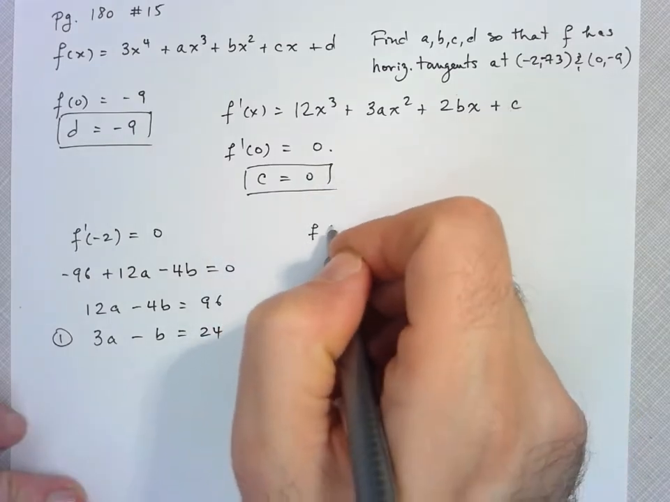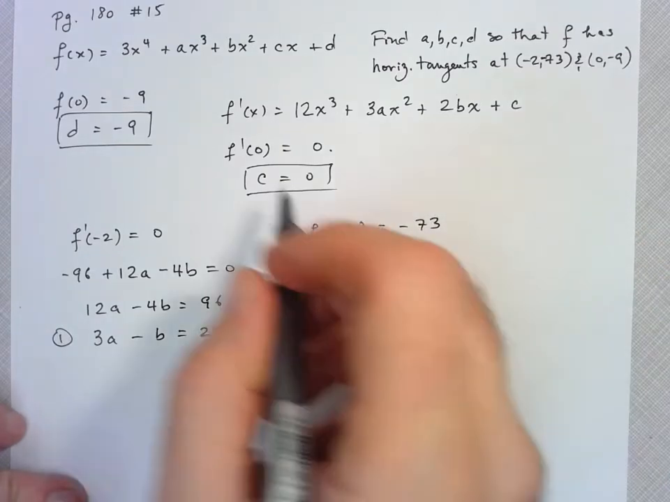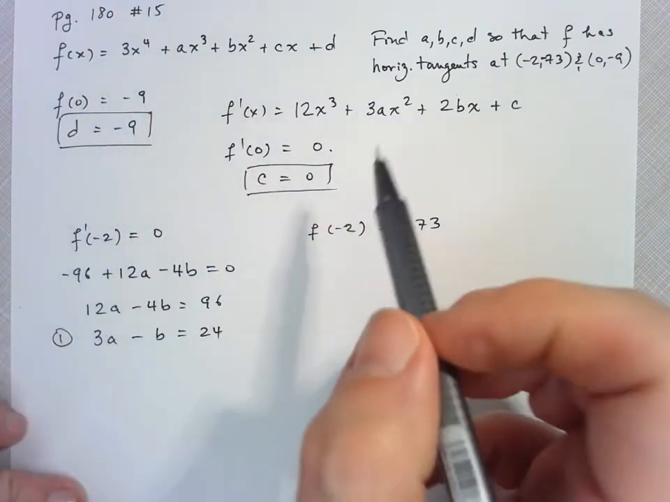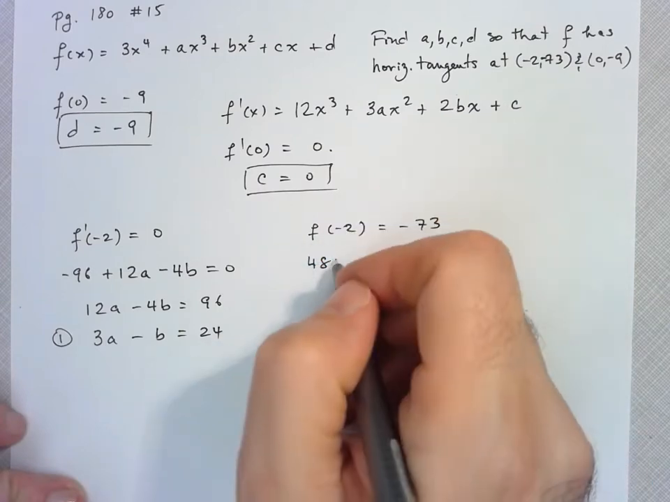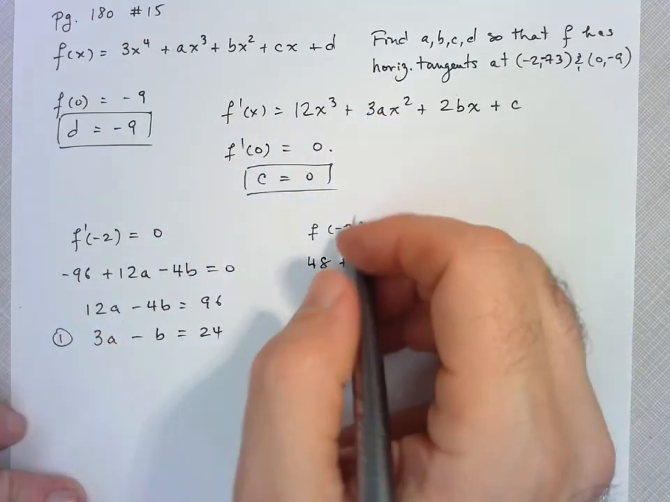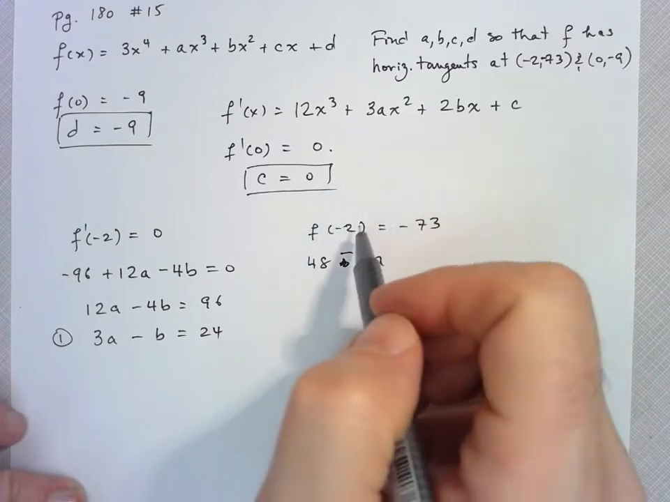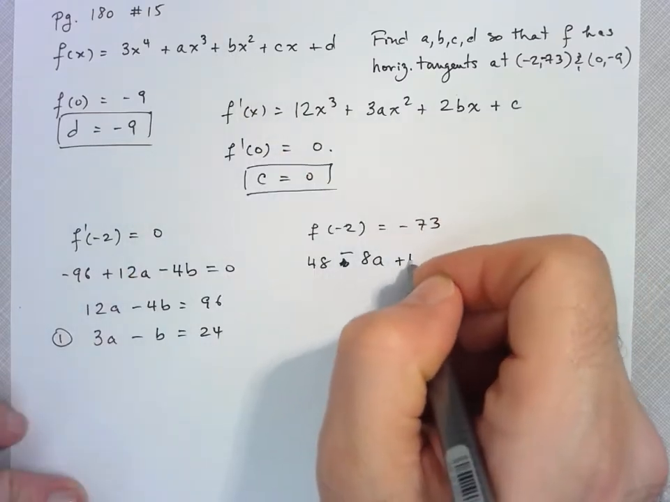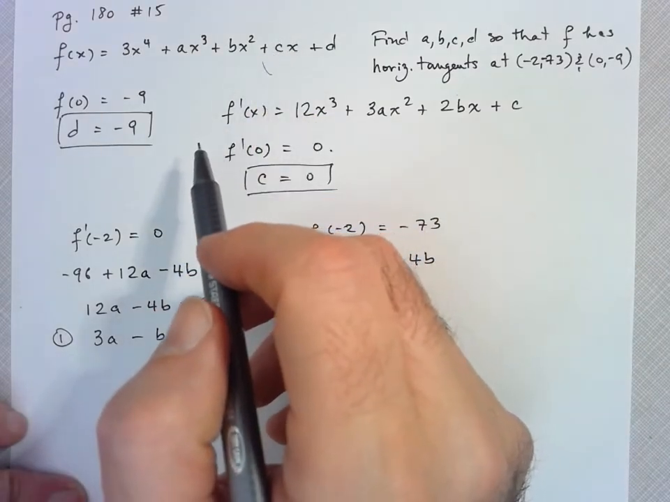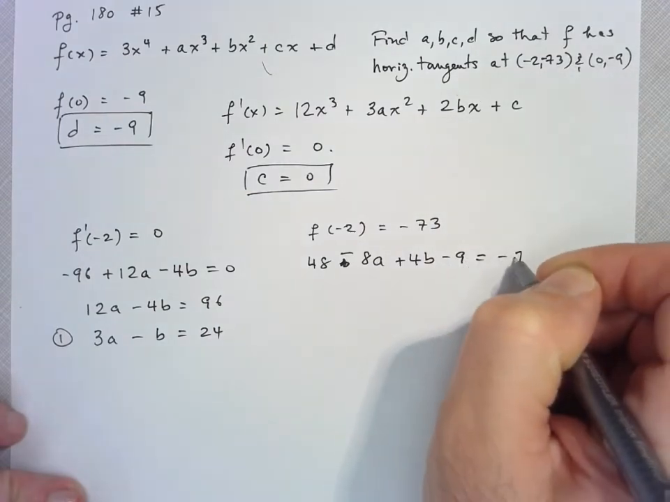So I know that f at -2 is equal to -73. So let's stick in -2. So we've got -2 to the 4 would be 16 times 3. So that's 48. Okay, plus -2 cubed is -8. So actually that'll be minus 8a. Okay, -2 squared is 4, so plus 4b. Okay, c was equal to 0, so that's not there anymore, and plus d, so d is -9, so -9, and all of that is equal to -73.